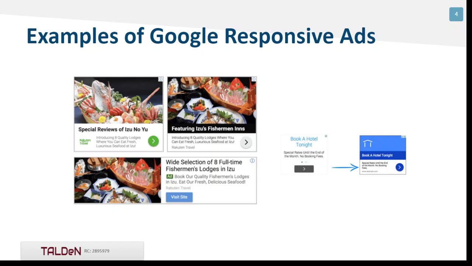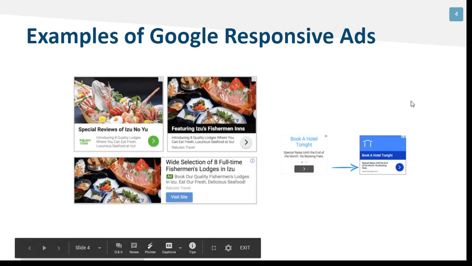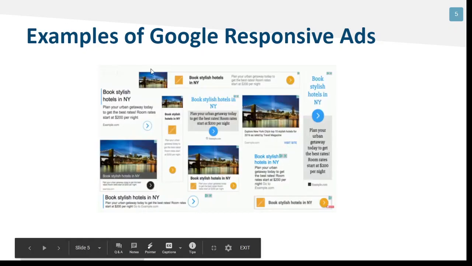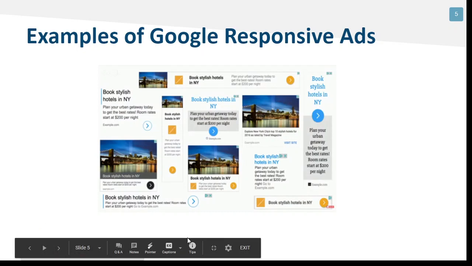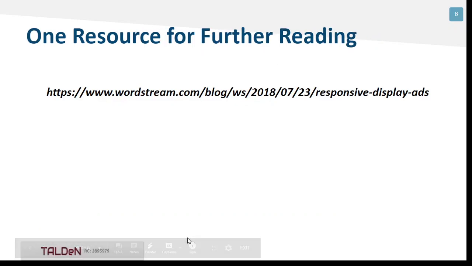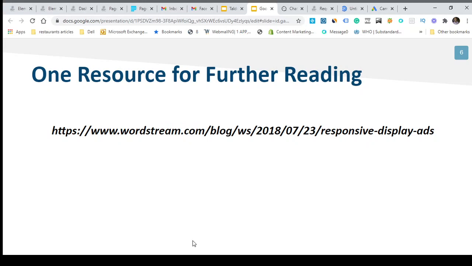These are just basic examples of the Google responsive ads. You can see you have the image, the headline, the description, and the logo, and the name of the company, their business name. Same thing here, you have the headline, the image, the name of the company, call to action. And here you have the headline, the description, call to action, sometimes logos, and things like that. That's basically how a responsive advert works. For further reading, you can go to this website to get more information on responsive ads.